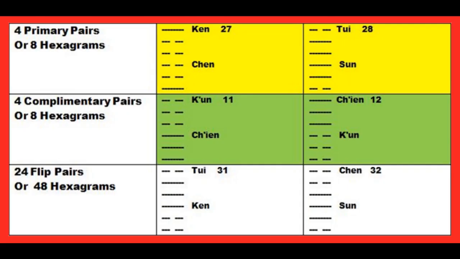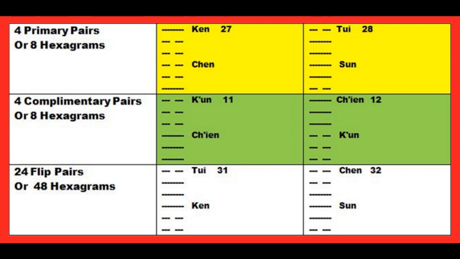There are 4 primary pairs totaling 8 hexagrams, 4 complementary pairs also totaling 8 hexagrams, and 24 flip pairs totaling 48 hexagrams. These are the pairs he used for the book layout. Every hexagram has a binary or line-to-line pair, but Wen only used these in the book sequence when there was no other option. The primary pairs are easy to spot.